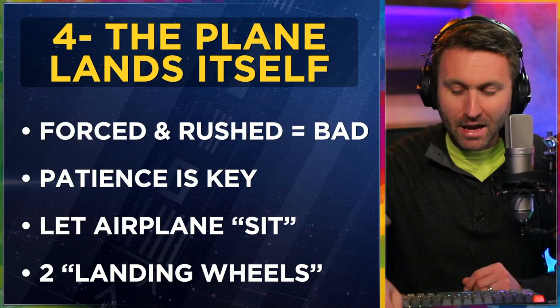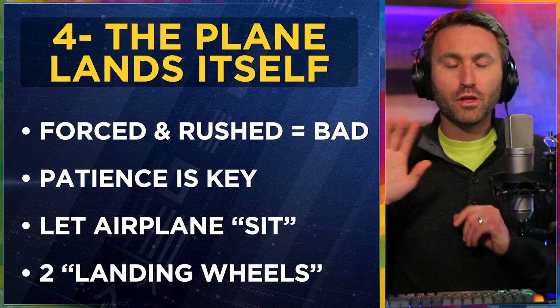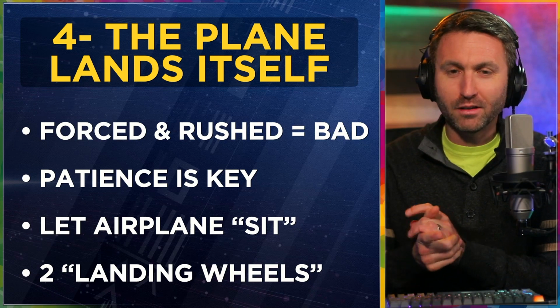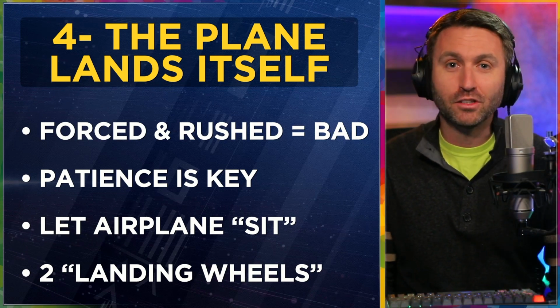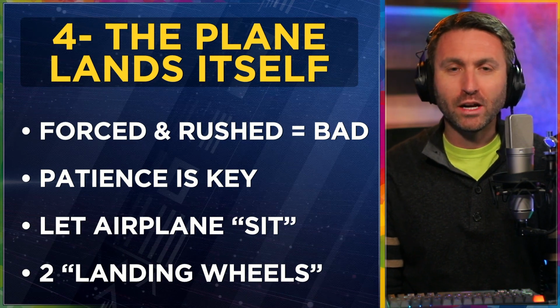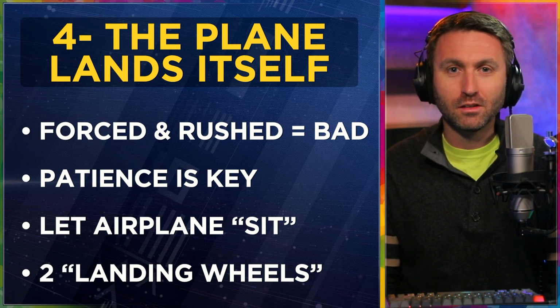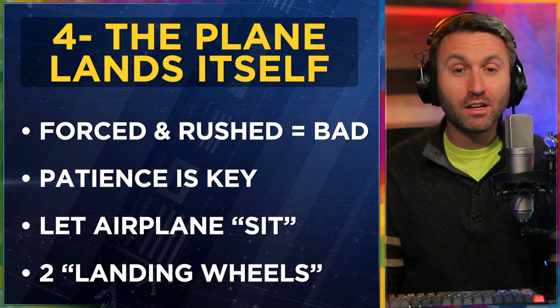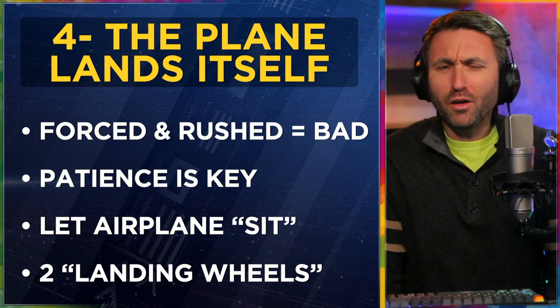It'll keep sinking and then it'll touch down on the main wheels first. Think about a tricycle gear airplane. How many landing wheels do you have on it? Now, this is a great question. Ask this to your pilot friends. How many landing wheels are on a tricycle gear aircraft? 2. You have 2 landing wheels. Your nose gear is not a landing wheel. We'll call it a steering wheel.